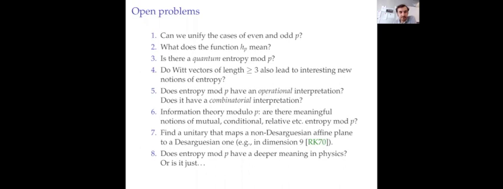I think it's good to just keep our eyes and ears and minds open to other interesting notions of information that could appear, and see whether they could be used for something. That's the tantalizing question: does it really have some meaning in physics, or is it just a red herring, or a green herring? So that's it for my talk.